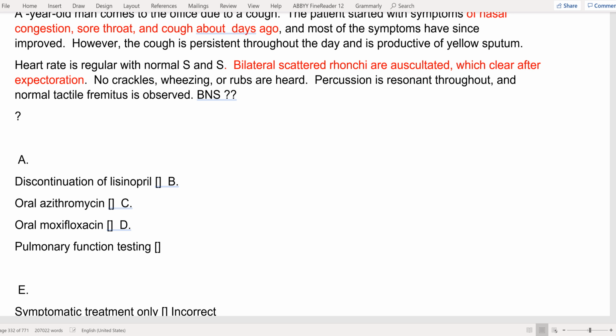Okay, welcome everyone. Now, this patient just had an upper respiratory tract infection. Now he's having bilateral wheezing. So this is typical acute bronchitis. How do you manage that? You manage that with symptomatic treatment only.